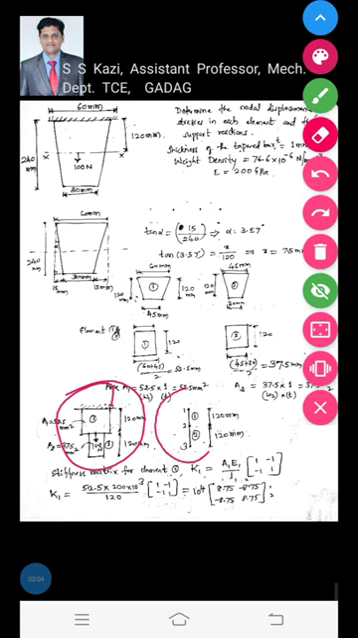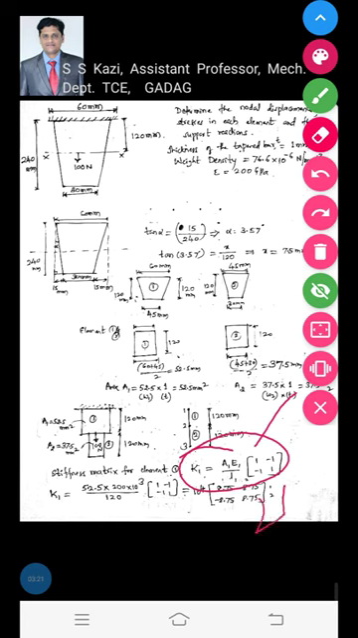Let us discretize so that we will have 3 nodes and 2 elements, since there are 2 steps. Next, let us generate the stiffness matrix for element 1. For a 1D bar element, the formula is AE by L times the matrix [1 -1; -1 1], of order 2 cross 2, which we have already discussed in the previous videos.